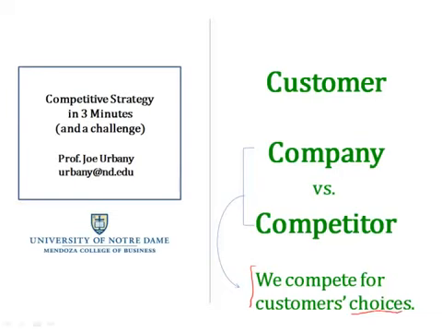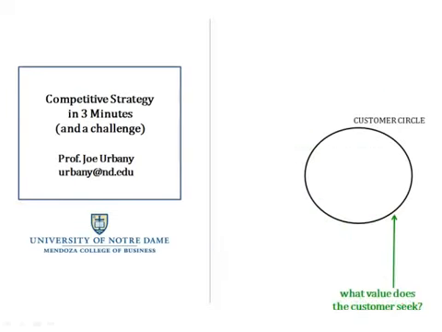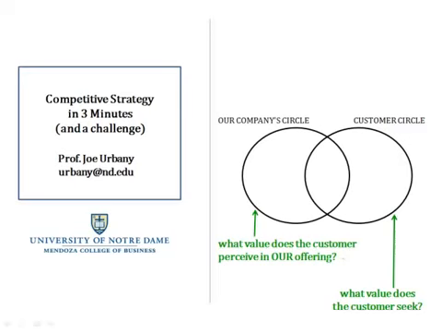Now, given that, we can begin to think about value in the market and how we might break it down and understand those choices. So think about a customer circle here. The customer circle contains the value sought by the customers. So the requirements, benefits sought, even deeper values here. What value does the customer seek? Add to that a second circle here, which we would call our company's circle. Still from the customer's perspective here, what value does the customer perceive in our offering?